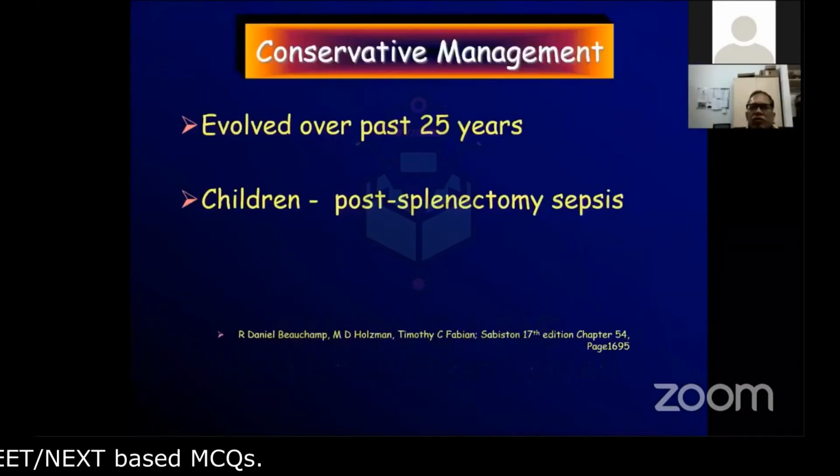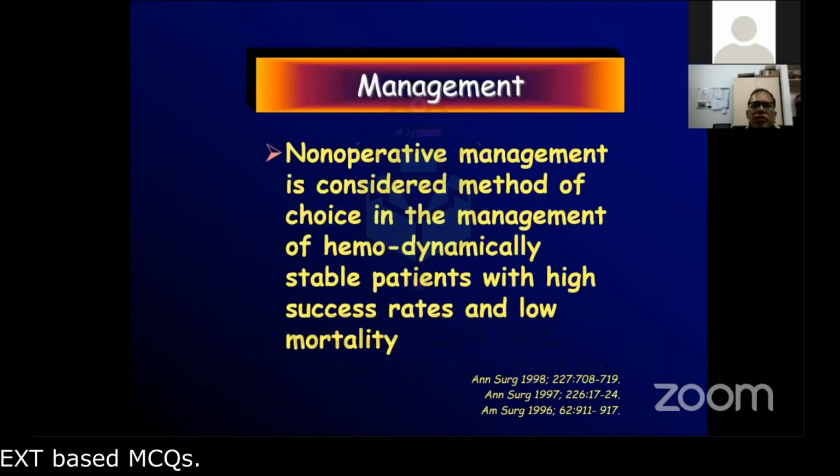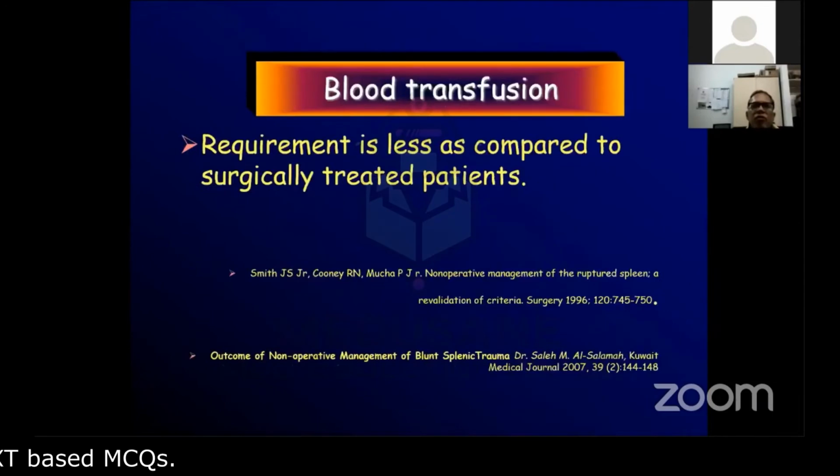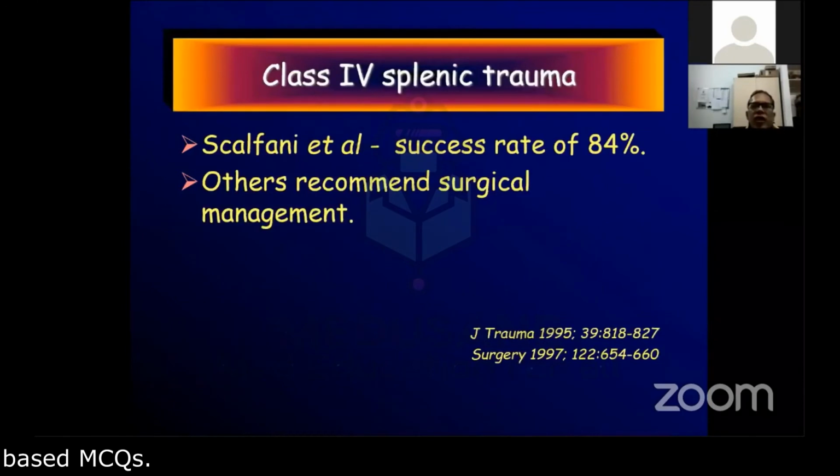Conservative management evolved over the last 25 years because children get post-splenectomy sepsis. That is why in adults we have to try to conserve the spleen, and that is why conservative management came in. In fact, if you manage conservatively, it has become the choice of management, and your blood requirement and mortality are much less than with operative management. In class 4 injury, where surgery was considered a must, many people have succeeded conservatively; only the hemostasis and hemodynamic stability have to be maintained in such a scenario.